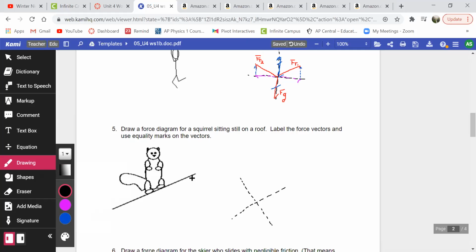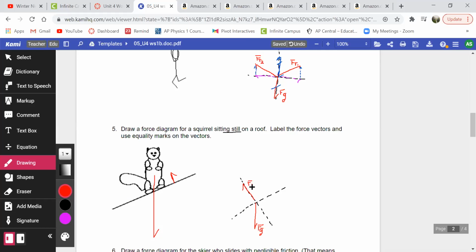First time yet. So we've got a squirrel and it says that he's sitting still, which means stationary, and there is no acceleration on this squirrel. So that means that forces on the squirrel are balanced. So what's pulling him straight down? What's that? Gravity. All right, so gravity is going to be straight down. And here comes our first point that's gravity tilted. Now the squirrel's in contact with the roof. So what does the roof provide? All right, normal force. So you're going to have a normal force coming out of the roof.